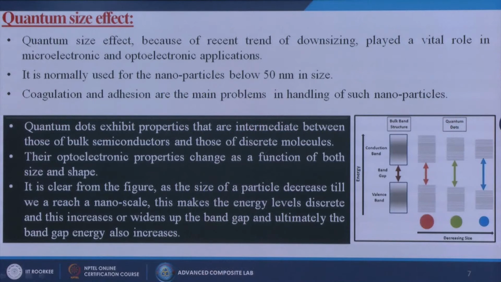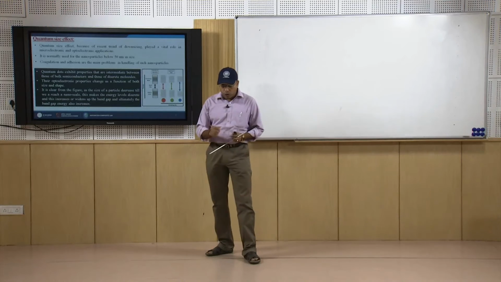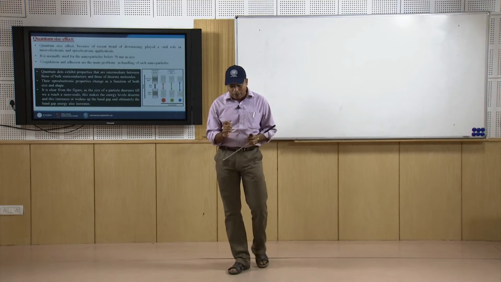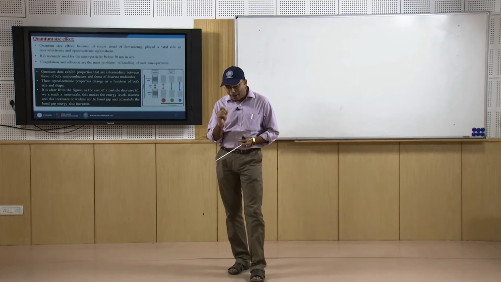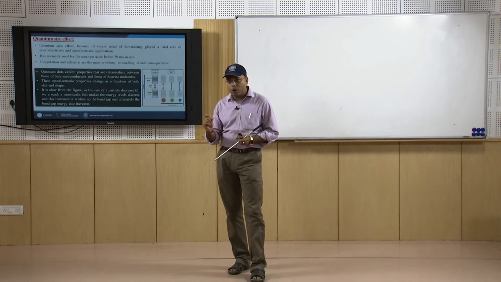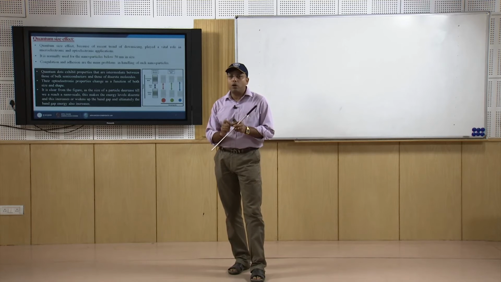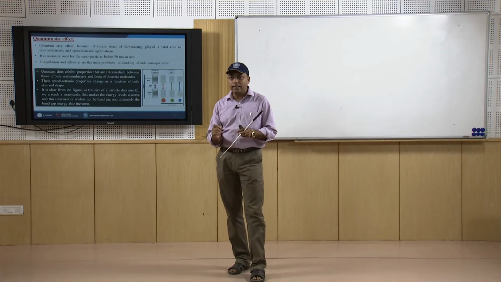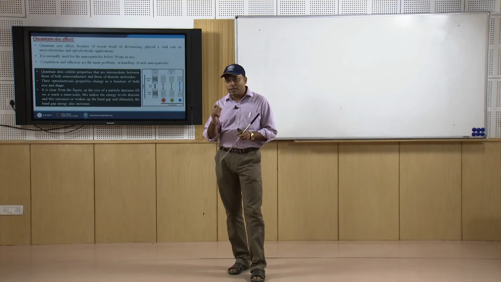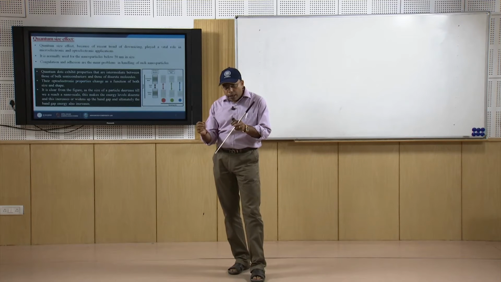Coagulations and adhesions are the main problem in handling such nanoparticles. Yes, of course, because when I am making my nanoparticles smaller and smaller, the surface area of the nanoparticles is increasing. Not only that, its aspect ratio is also increasing. So, due to that, there is a chance of agglomeration. All the nanoparticles try to stick together.